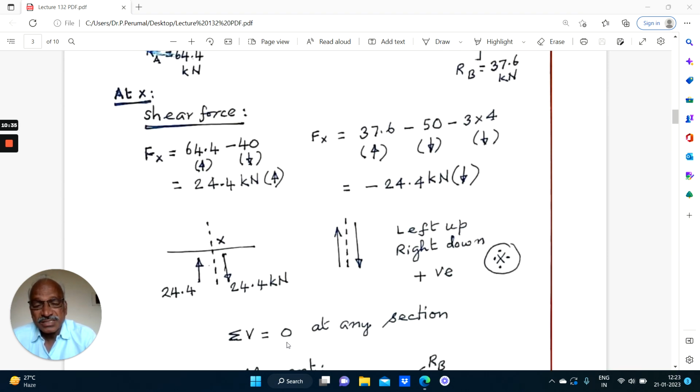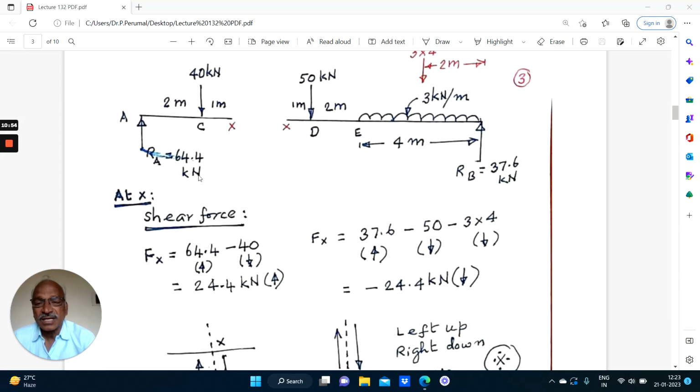We know the condition sigma V equals 0, algebraic sum of all the forces in the vertical direction, considering left hand side, right hand side, equal to 0. That is one of the equations of equilibrium. Sigma V equal to 0. That is why we take the forces either to the left only or to the right only. Of course we already defined what is shear force. It is the algebraic sum of vertical forces considered on any one side, either to the left of the section only or to the right of the section only. If we add everything, algebraic sum will be 0. When you consider both left hand side and right hand side, the value will become 0.